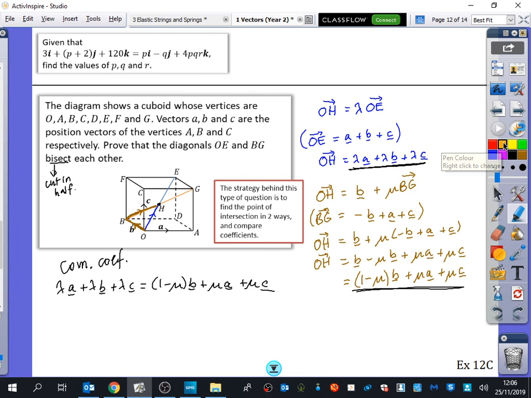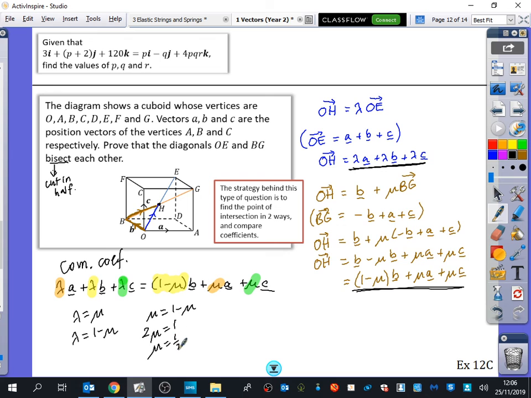Tells me 3 things. Lambda is equal to mu. Lambda is equal to 1 minus mu. Lambda is equal to mu. So we've really only actually got 2 equations here. Lambda is mu, and lambda is 1 minus mu, which is the same simultaneous equations that we had before. So we get mu equals 1 minus mu, 2 mu is 1, mu is a half, lambda is a half. So the diagonals bisect, because it's a half.